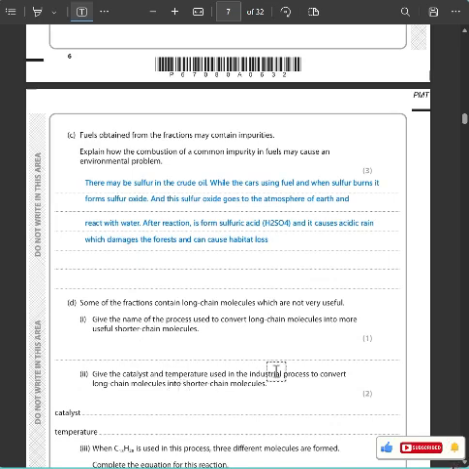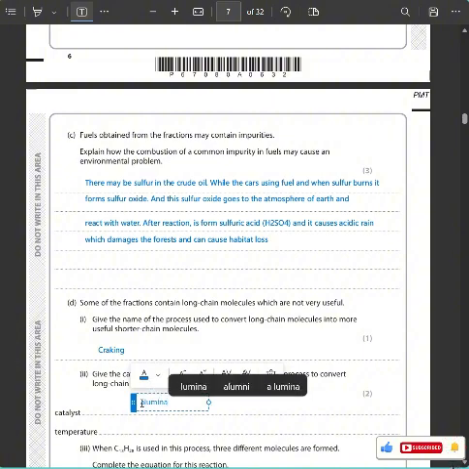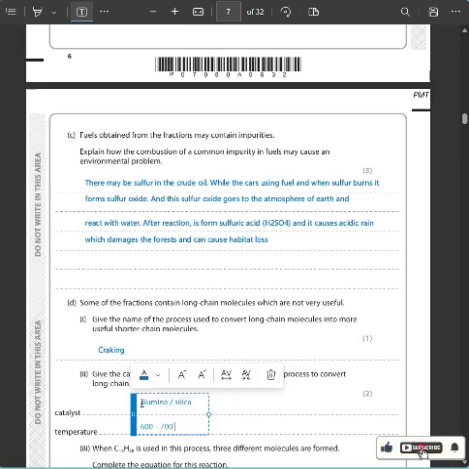Okay, the next one. Some of the fractions contain long chain molecules which are not very useful. Give the name of the process used to convert long chain molecules into more useful shorter ones. We say this is a cracking process. Give the catalyst and temperature used in the industrial process to convert long chain molecules into shorter chain molecules. We use the catalyst alumina or silica, and the temperature should be around 600 to 700 Celsius.